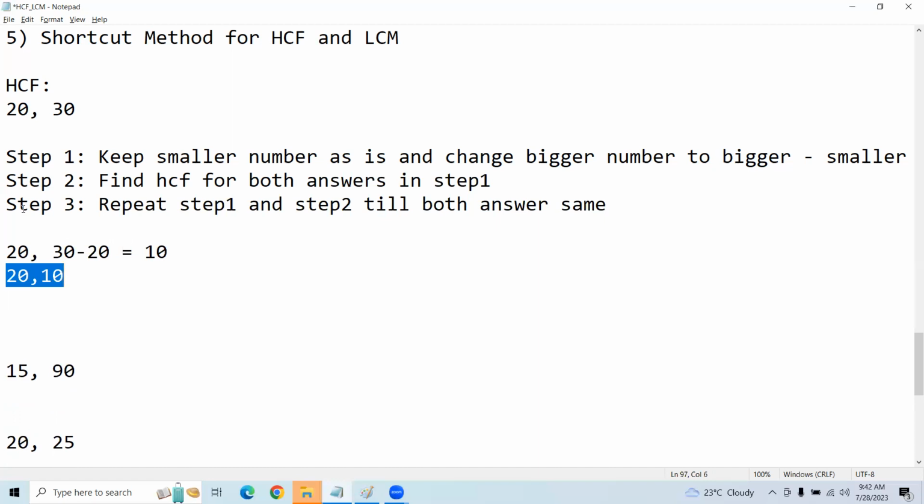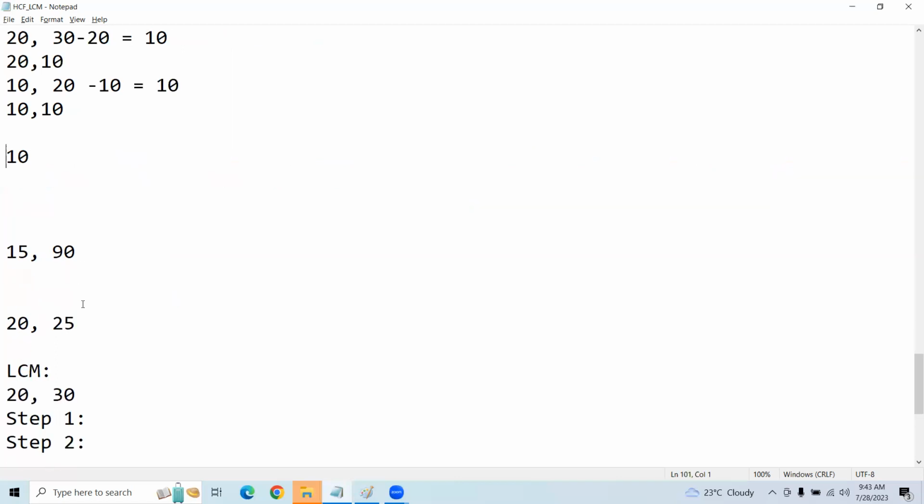But if you are not able to figure it out, you have to repeat the same step. Keep the smaller number as is, the smaller number is 10. Change the bigger number to 20 minus 10, which is equal to 10. So now 10, 10. At this point, anyone learning in 3rd or 4th standard will be able to figure out both numbers are the same. So the HCF of 10 and 10 will always be 10. So our answer will be 10. We will try a couple more questions with this method.